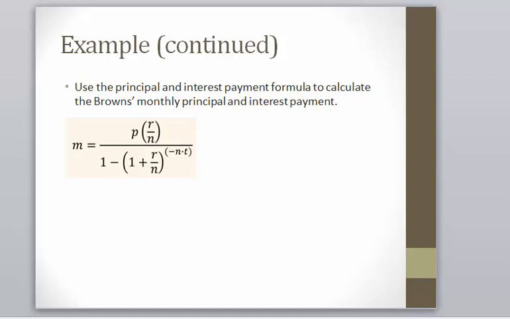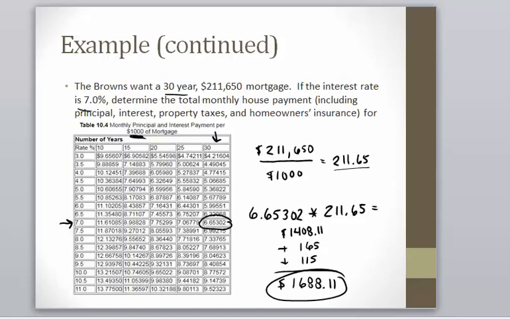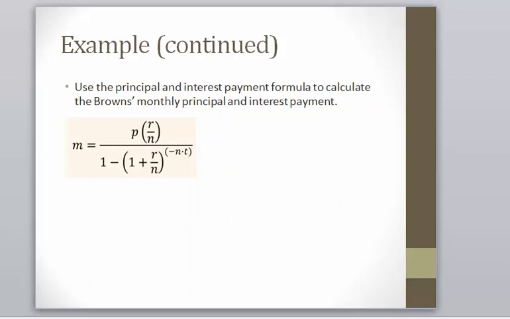Okay, so for our last part, remember that we said a minute ago that we could calculate the monthly payment either using the table like we did here, or we could use a formula. And so let's look at the formula. This last part of the problem says use the principal and interest payment formula. We learned that formula in the last section to calculate the Browns' monthly principal and interest payment.